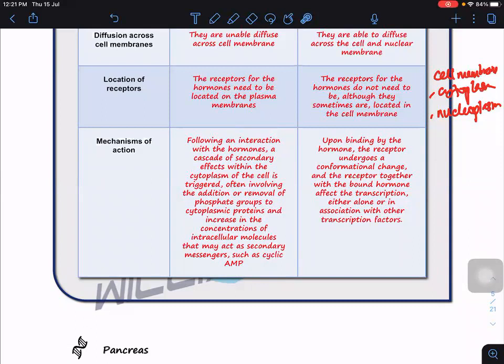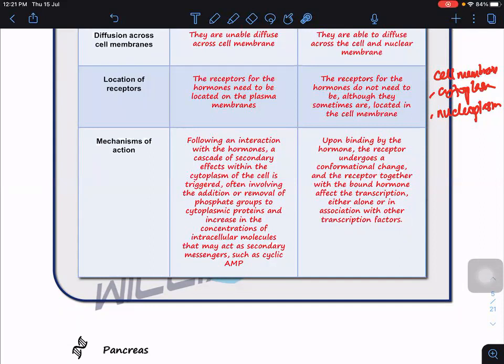And then, how about lipid-soluble hormones? Upon binding by the hormone, the receptor undergoes a conformational change, and the receptor together with the bound hormone will affect transcription, either alone or in association with other transcription factors. So one involves activations and deactivations, while the other, for lipid-soluble hormones, is involved in gene expression.